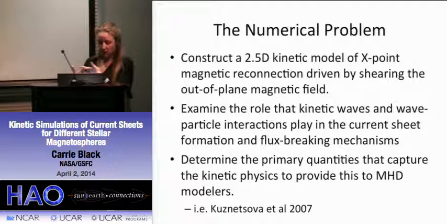So determining the primary quantities that capture the kinetic physics has been done by Masha Kuznetsova and Michael Hesse. They did this for Earth's magnetosphere. They looked at the non-gyrotropic terms of the pressure tensor and determined those were important and provided this information to the MHD modelers that were then able to correct their models. So we thought, well, that seems like a reasonable approach. We'll try to do something along those lines as well.